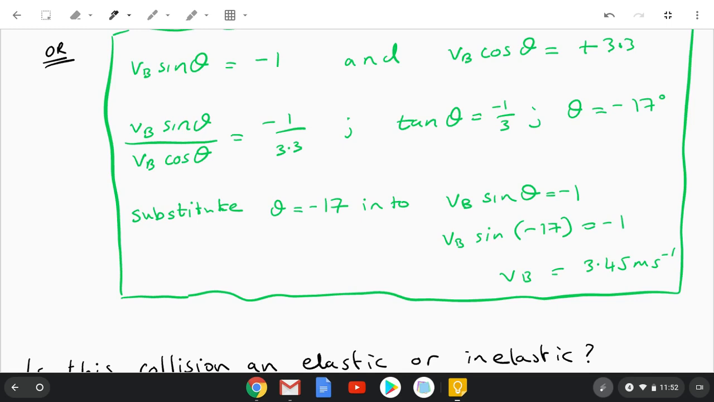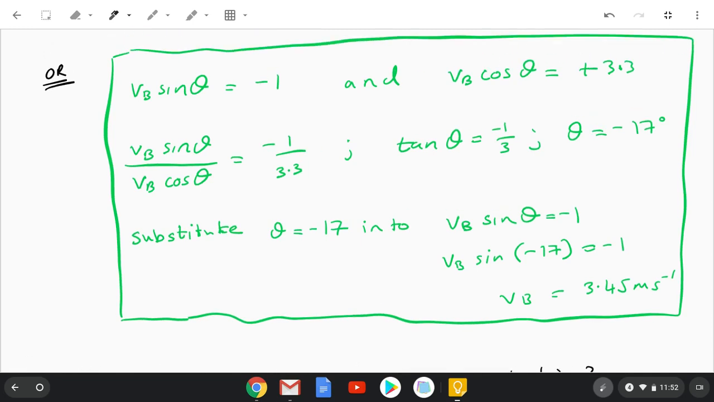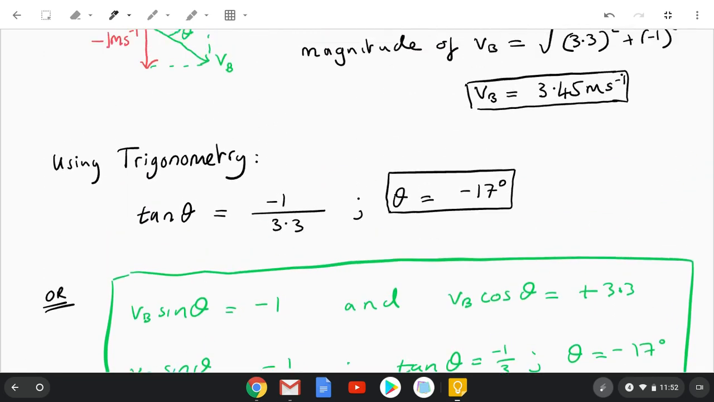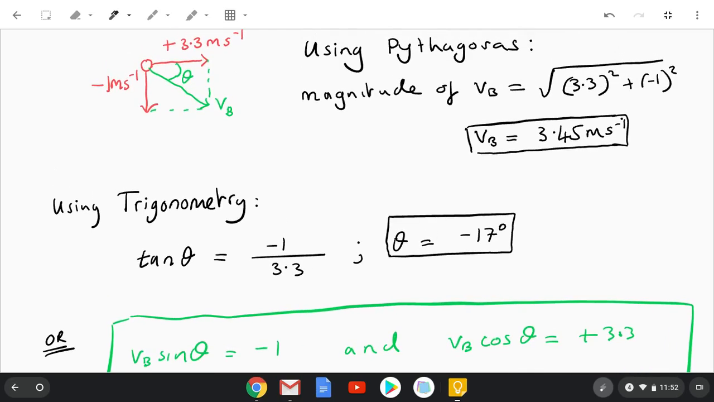Both ways are valid. Mathematicians, you may want to use this technique. However, know this technique also.